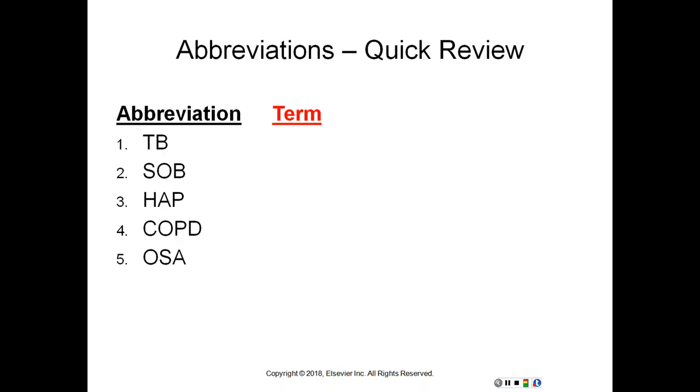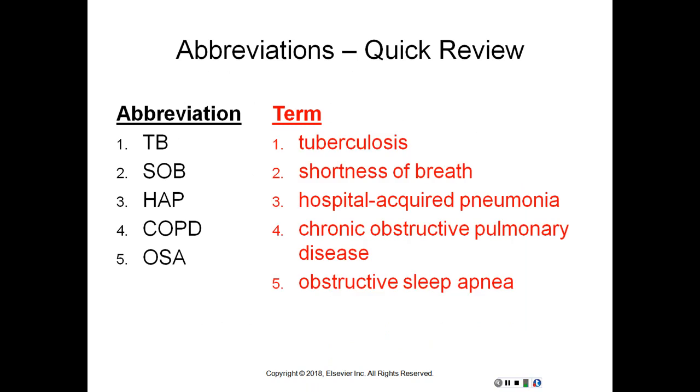And then just 5 simple abbreviations. I want you to give the term. Again, you can always look in your book for the answers, but TB, tuberculosis; SOB is shortness of breath, not son of a blank; HAP, hospital-acquired pneumonia; COPD, chronic obstructive pulmonary disease; and OSA is going to be obstructive sleep apnea.